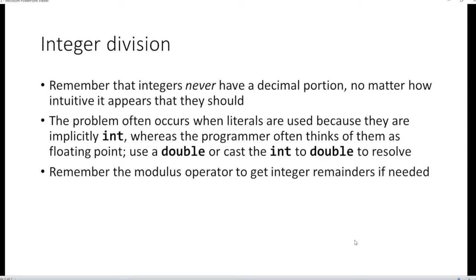Integer division is a source of trouble because programmers tend to forget that algebra and programming with integers is not identical. There is no decimal portion to an integer division. Only the quotient is returned. We have the modulus operator if you need the remainder, but always remember there is no decimal portion when dividing with integers.